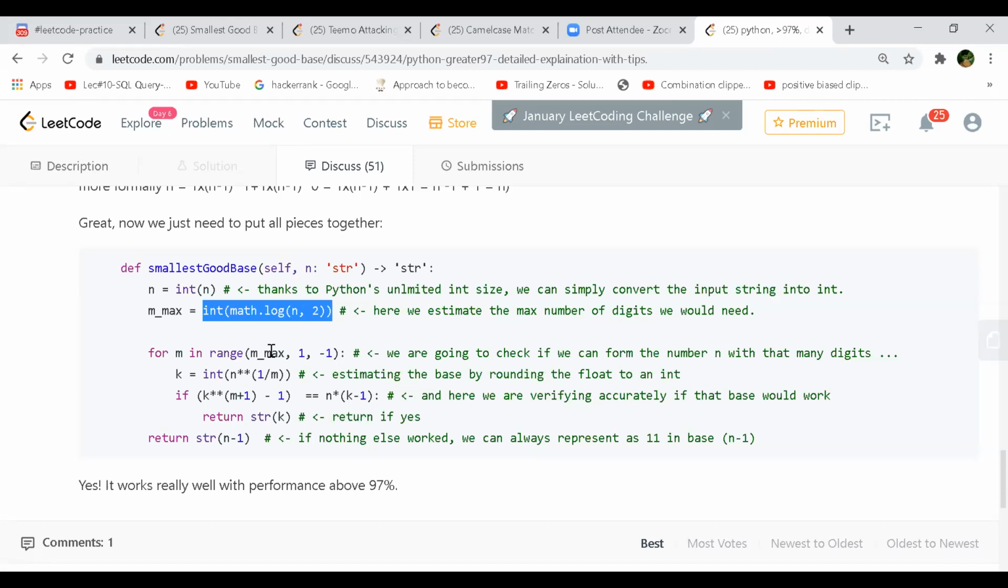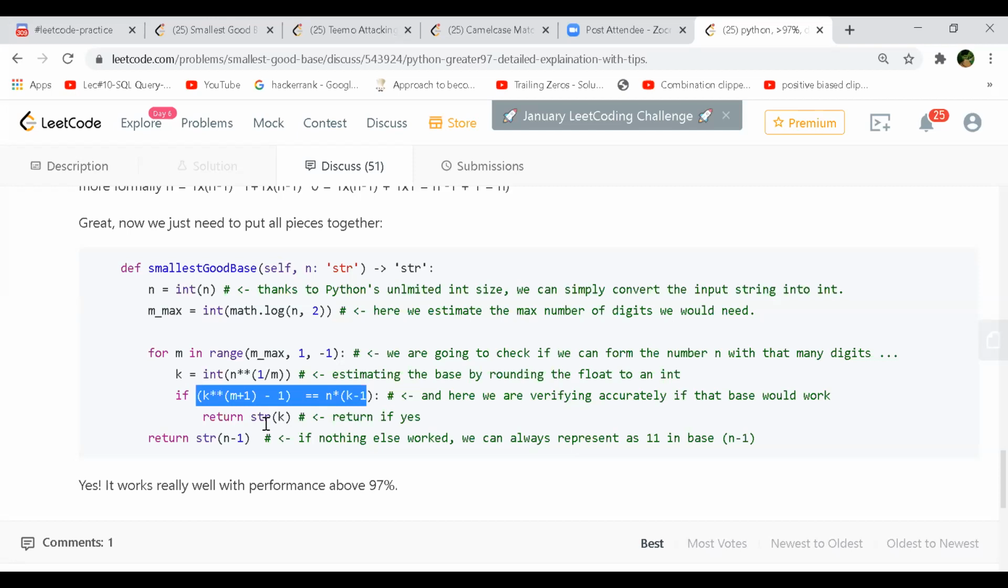Yeah, I think this is a very beautiful solution because you're just doing it in O of log n, not even n, right? No, it is going through each of them, right? Yeah, but m max is actually log of n. So it's O of log n. It's like a binary search almost. Yeah, it's really beautiful. And he's just estimating and checking at which point this is equal, and returning the string of that.